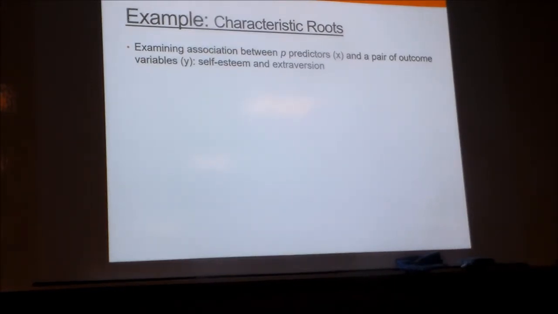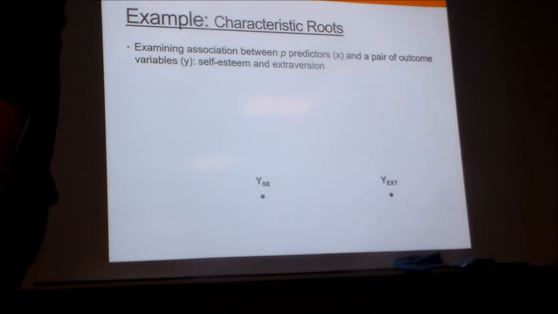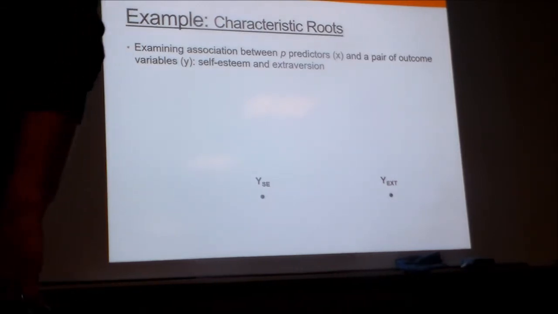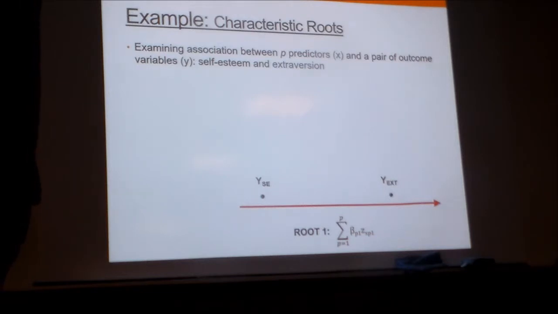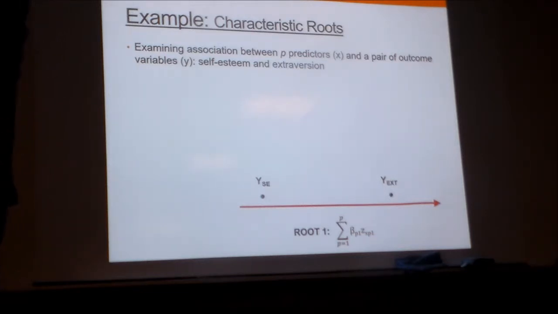looking at the relation between a number of predictors. I don't know how many we have, let's say 1 billion, to predict a pair of outcome variables, self-esteem and extroversion. Okay? So in multivariate space, we have self-esteem, we have extroversion here, right? And what I can do with just one characteristic root, I can capture and differentiate self-esteem and extroversion here, right? With this one equation, I can identify on this line where self-esteem is and where extroversion is with just this one equation, if this is how things are set up in multivariate space.